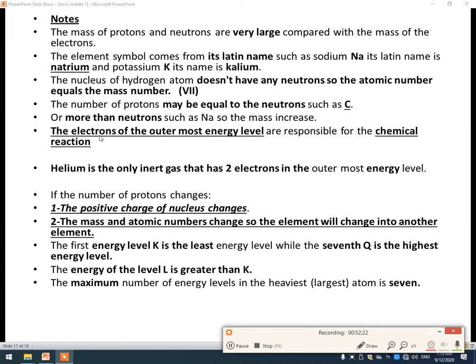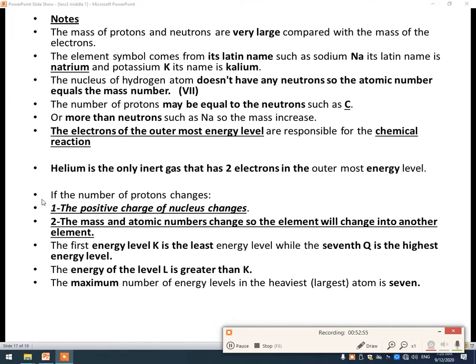The number of protons may be equal to the number of neutrons, such as carbon, or more than neutrons, such as sodium, so the mass increases. And like you know before, the electrons of the outermost energy level are responsible for the chemical reaction. Helium is the only inert gas that has 2 electrons in the outermost energy level, because it contains 2 electrons.